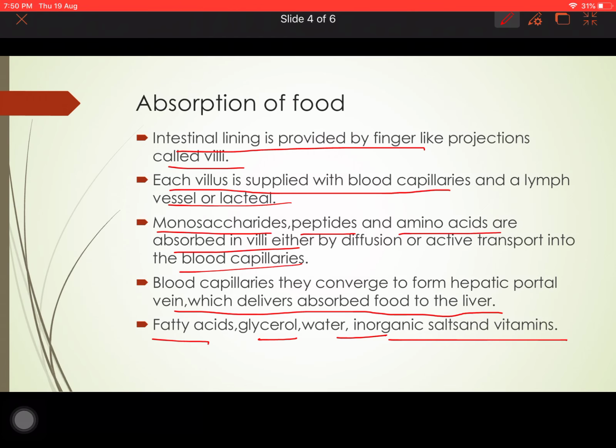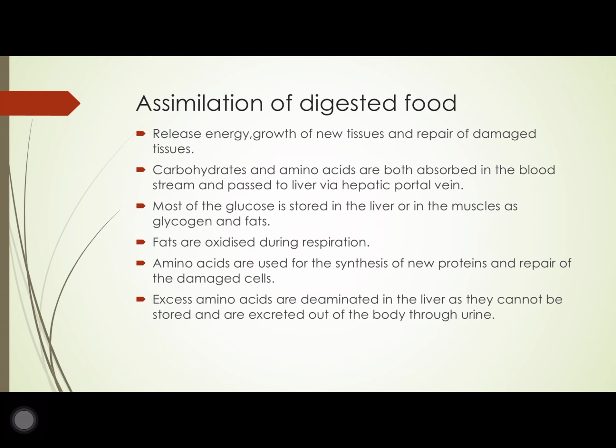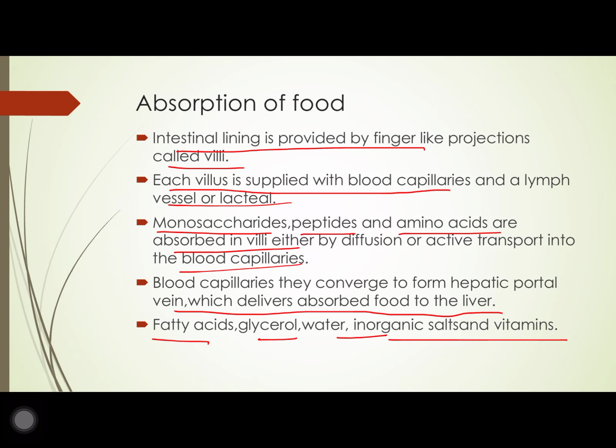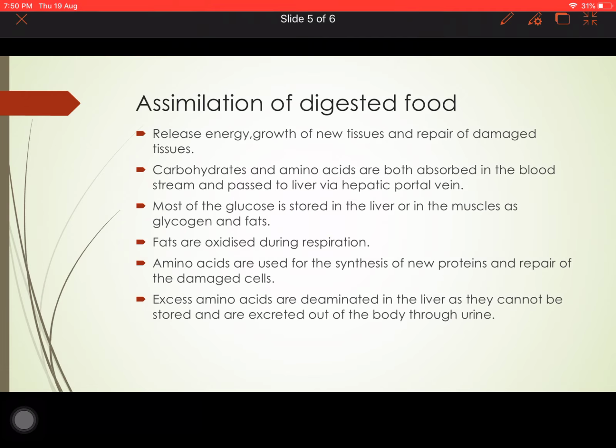Now we will see the process of assimilation. How is the food which is absorbed assimilated? The different types of food which are absorbed release energy, help in the growth of new tissues, and repair the damaged and the worn out tissues. So assimilation is the release of energy, the growth of new tissues and the repair of the damaged tissues.